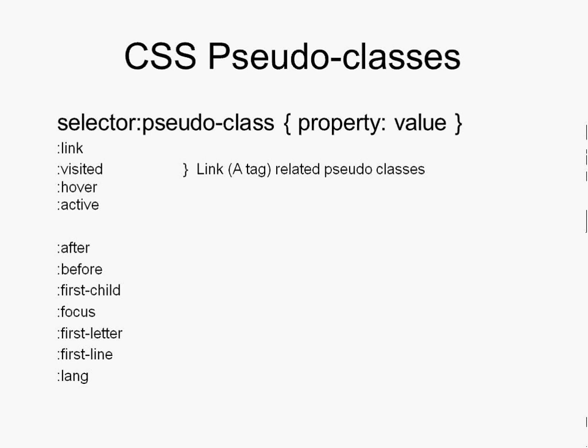And one thing to remember is that there should be a certain order in which you define the CSS classes. First link should come, then visited, then hover, then active. LVHA, LOVE HATE.